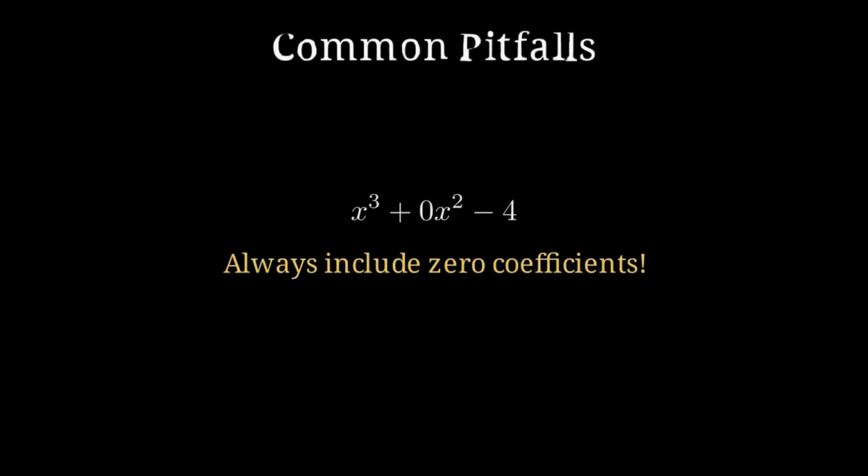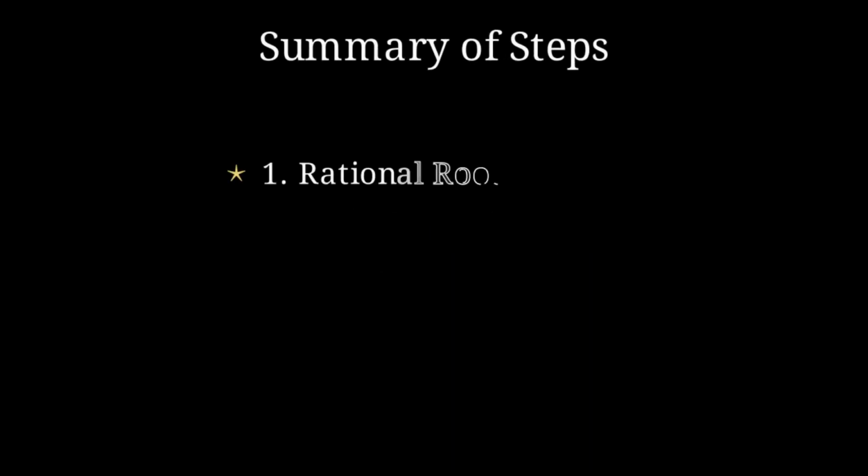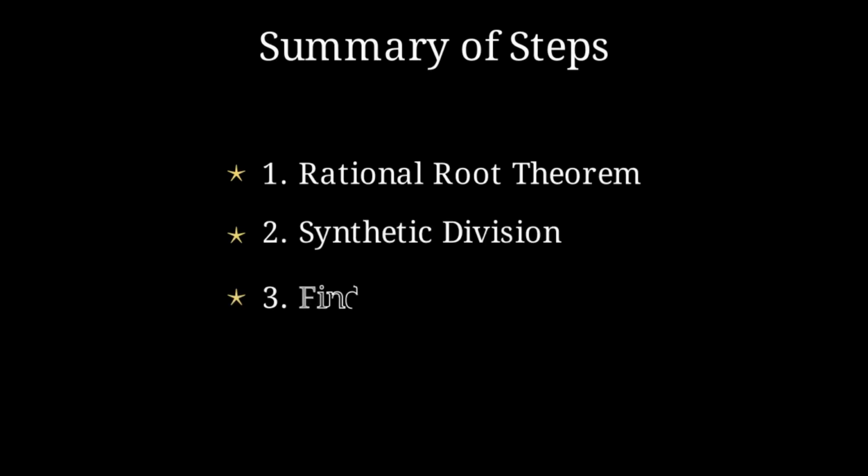To summarize, use the rational root theorem to find candidates, apply synthetic division to test them, and use the resulting quotients to find the remaining roots until the polynomial is fully factored.